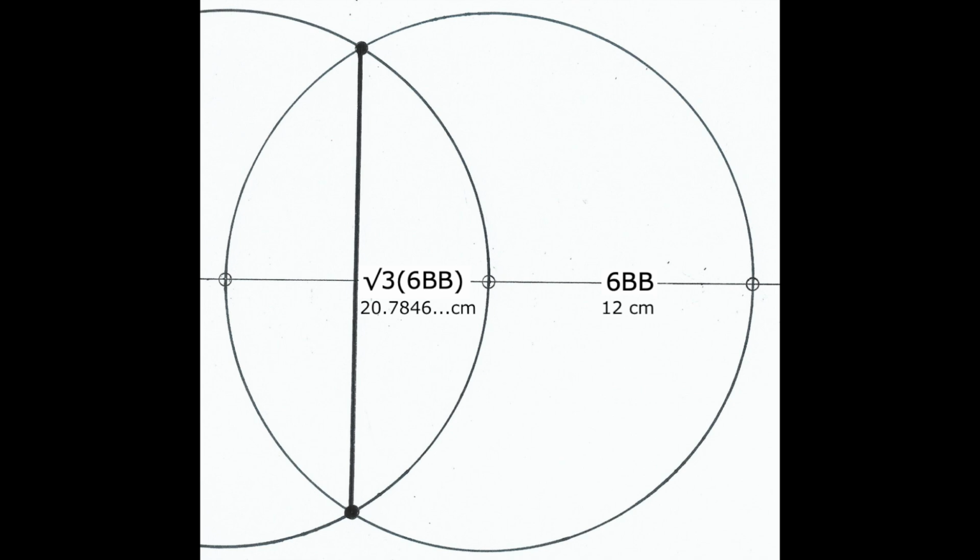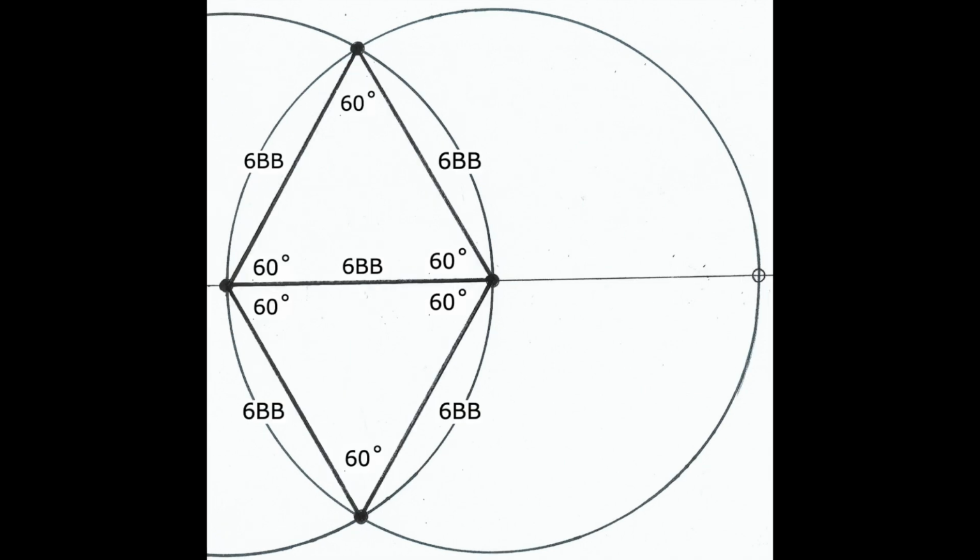This introduces the first instance of the primordial number, the square root of 3. The long axis distance is always the radius times the square root of 3. Here the radius is 6BB, thus the distance is the square root of 3 times 6BB. Next, the two circles remember the 60-degree 6BB communication network.